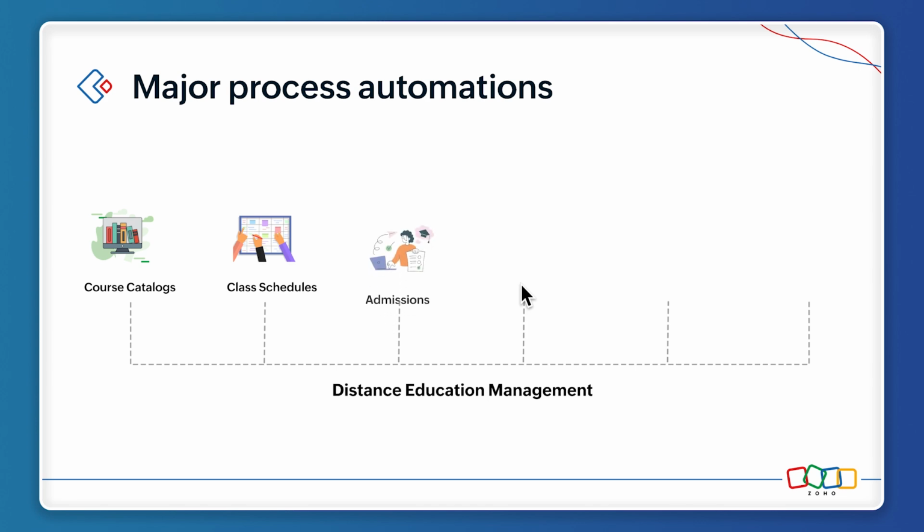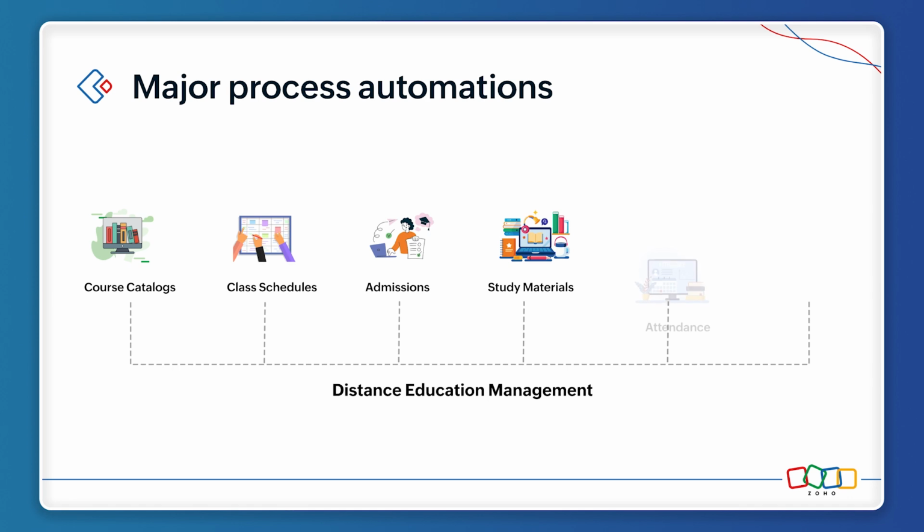And the third step is going to be admissions. Once the course catalog and class schedule are ready, the students can search for the courses that they are willing to register for, and they can enroll for the course. We have to completely automate the student admission management within our application. The next step is going to be the study materials. Since it's going to be distance education, the frequency of the classes is going to be very minimal. So we have to provide self-learning materials, or study materials, to the students via online or offline mode. And next is going to be the attendance, the exams, and the results.